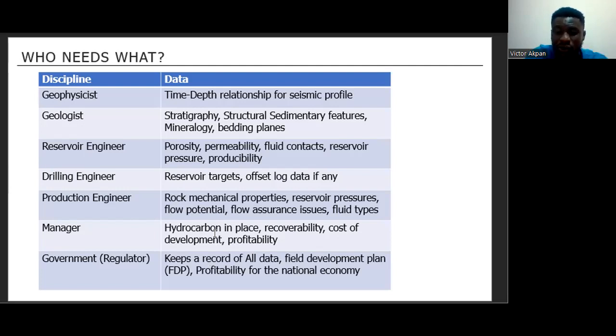The government also needs to take record of all the data that we used for our FDP, which is our field development plan, and of course, profitability for the national economy.